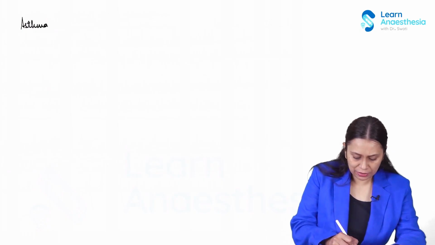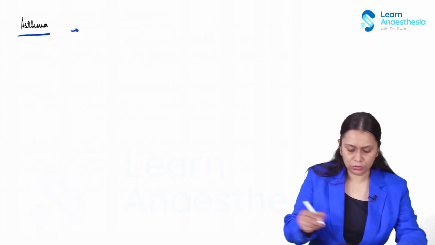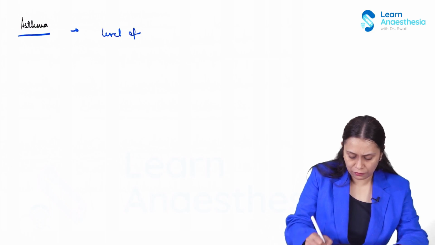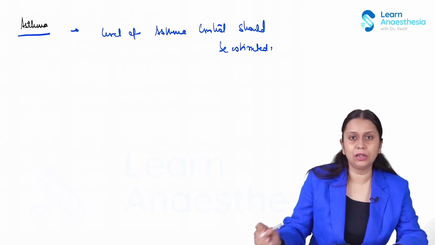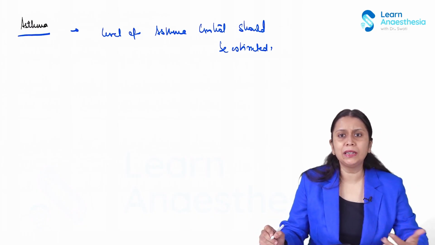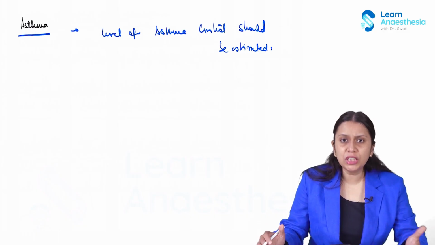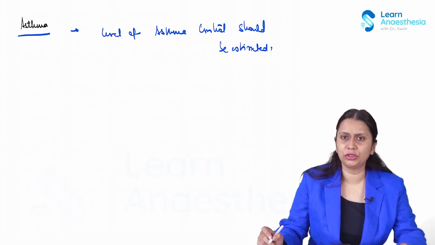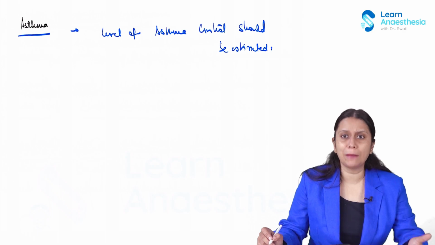Now, if a patient has a history of asthma, then the level of asthma control should be evaluated. If the patient is not well controlled, then the current medical therapy should be escalated, and once good control of asthma is achieved in the patient, then only the patient should be posted for elective surgery, especially if the surgery requires general anesthesia with airway manipulation.